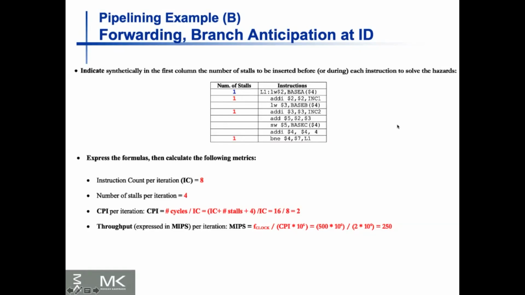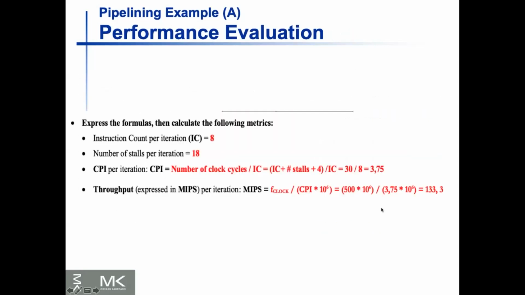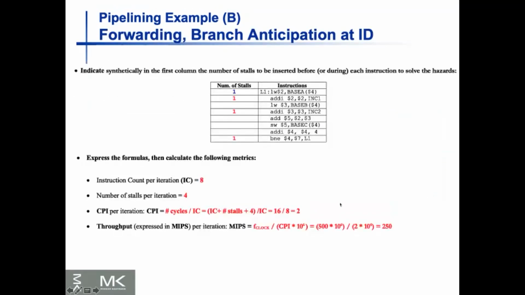All right. So now you see that from 3.75 and 133 throughput, we arrive to the point of 2 now and 250, which is not bad. Okay. Now let's see if we can go any further than that.